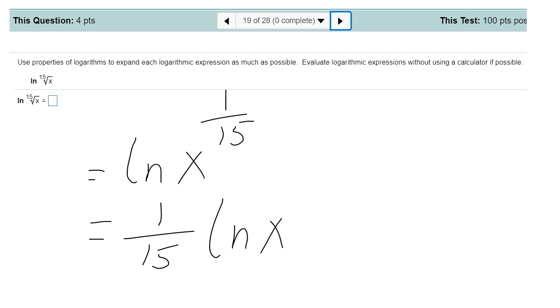Now in number 19, I would use the properties of logs, but I would first rewrite that radical sign. I would write that as the exponent 1/15. Then if you recall the power property for logarithms, the exponent property, you can bring down that 1/15 exponent in front of the natural log x.